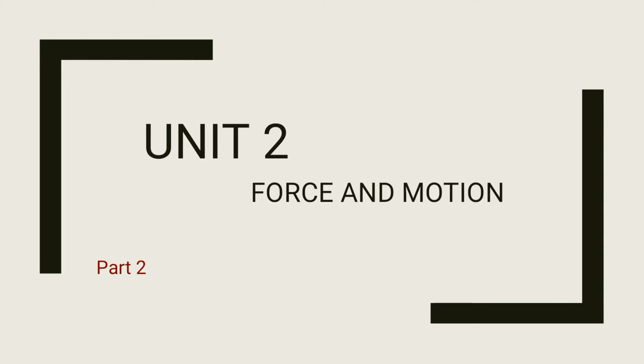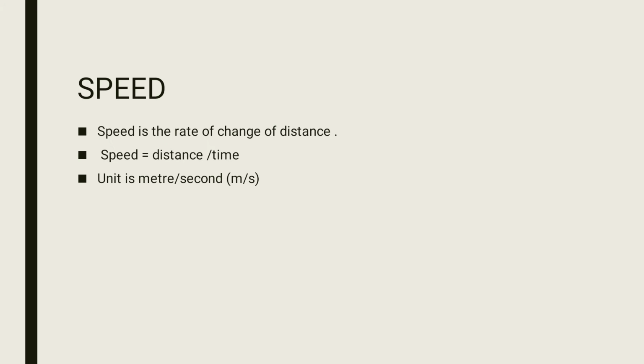In this video, we are going to see speed, uniform and non-uniform speed, velocity, uniform and non-uniform velocity and average velocity. First one is speed. Speed is nothing but how much distance we have travelled in 1 second. By definition, speed is the rate of change of distance. Rate of change of means it refers to time.